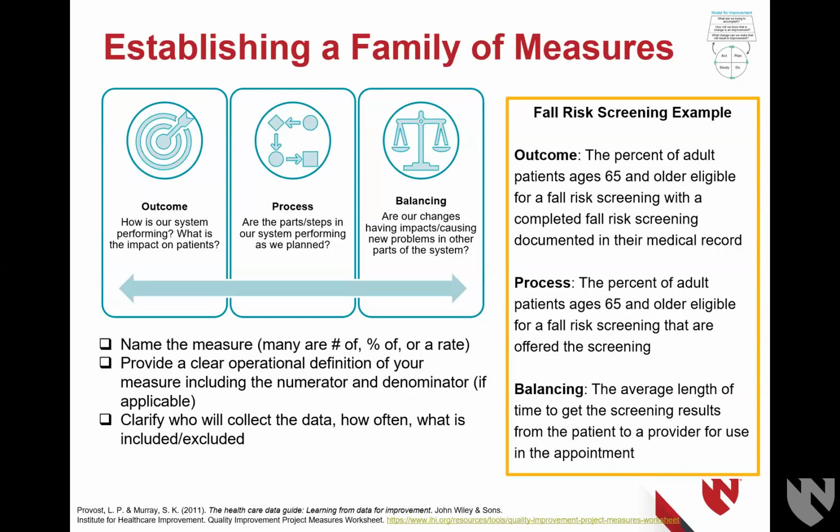Finally, we often look at balancing measures. One way to think about balancing measures is that they can help us to detect unintended consequences of the change that we made, for better or for worse, or they can help us to track events that might serve as an alternative explanation for the improvement. In other words, we may see changes in our outcome, but they could be explained by something other than the change that we actually made. An example balancing measure for a fall risk screening improvement project might be the average length of time it takes to get screening results from the patient to a provider for use in the appointment.